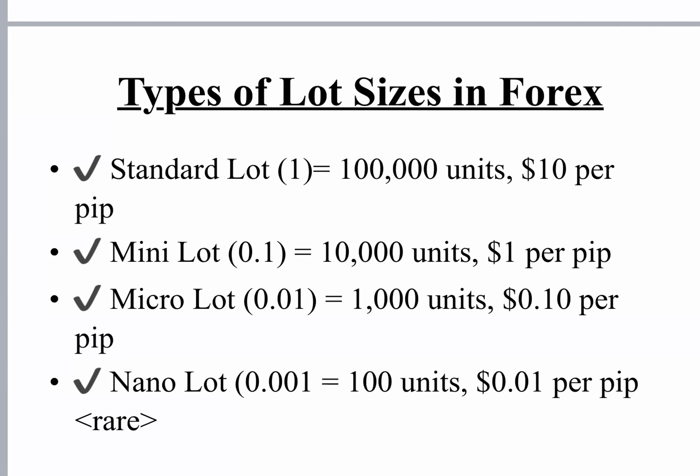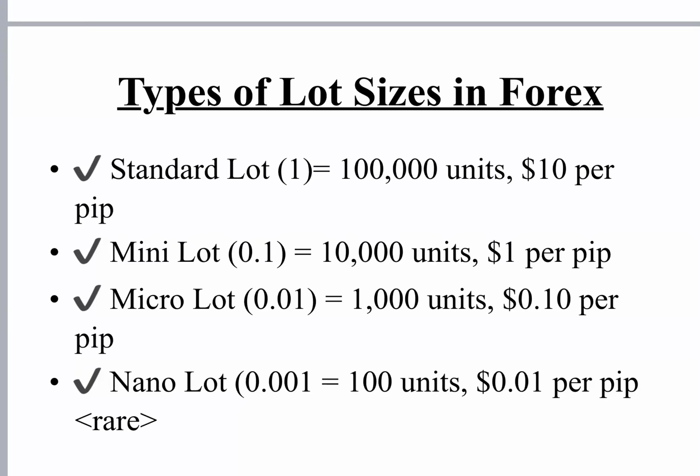If you use mini lot size 0.1, you can see that from 1, it's reduced to 0.1. That is 10,000 units. If the market moves 1 pip, you'll have $1 profit, or if it goes against you, minus $1. If you use micro lot size, that is 0.01, which is the lowest that most brokers offer, that is 1,000 units. If the market moves 1 pip, you'll have $0.10 per pip. That is 10 cents. Do you guys understand that now?